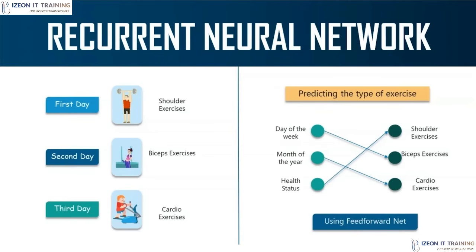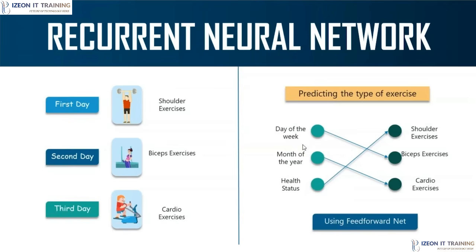First, let us use a feed forward network to try and predict the type of exercise that we're going to do. The inputs here are the day of the week, the month, and your health status. A neural network has to be trained using these inputs to provide us with the prediction of the exercises that we should do.